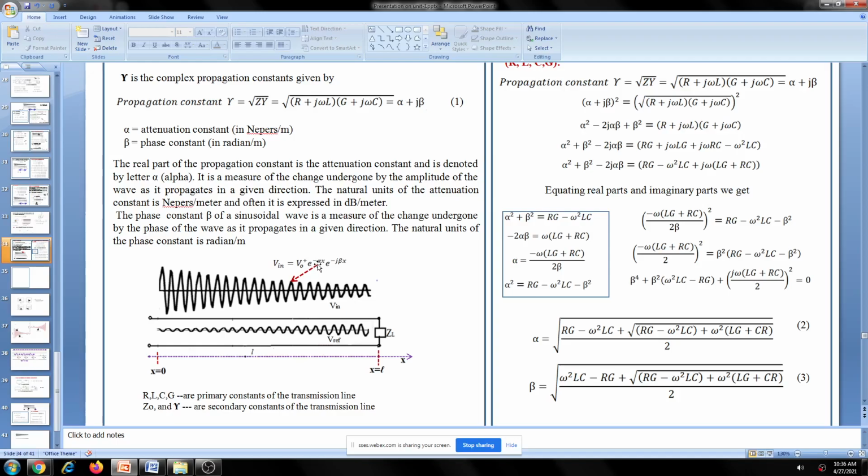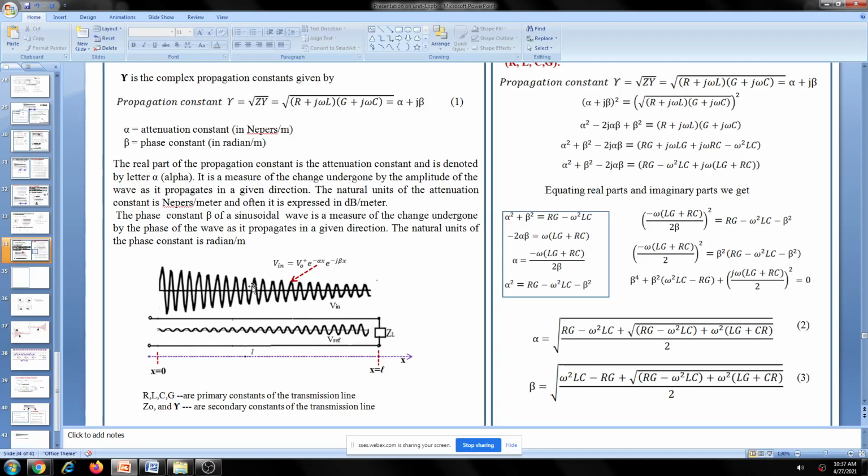If you know the value of alpha, we can say how much the attenuation is. That is, decrease in amplitude means attenuation. How much amplitude decreases by the time it reaches a particular distance. Because alpha is given in Nepers per meter, per meter, how much it decreases.